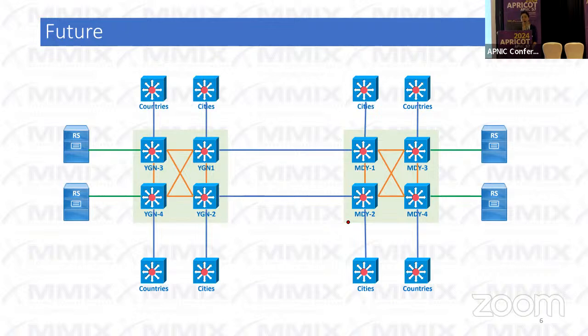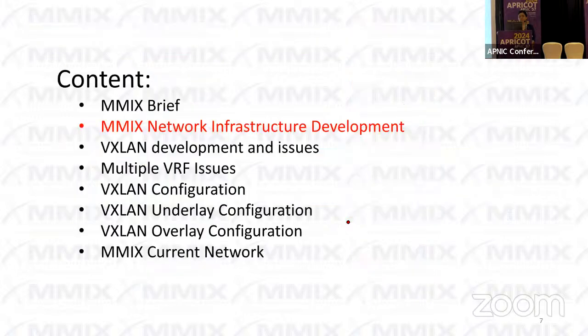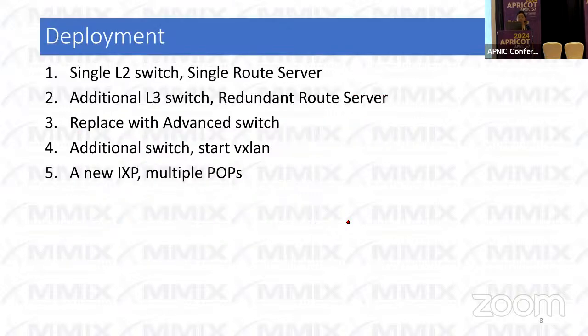This is our future plan. We may set up another POPs in other cities around Myanmar, and in future, we may set up another POP in overseas. That is our future plan. Okay, we'll start our network infrastructure development. This is our step-by-step. We set up this network simply, and we develop the VXLAN network step-by-step according to the requirement.